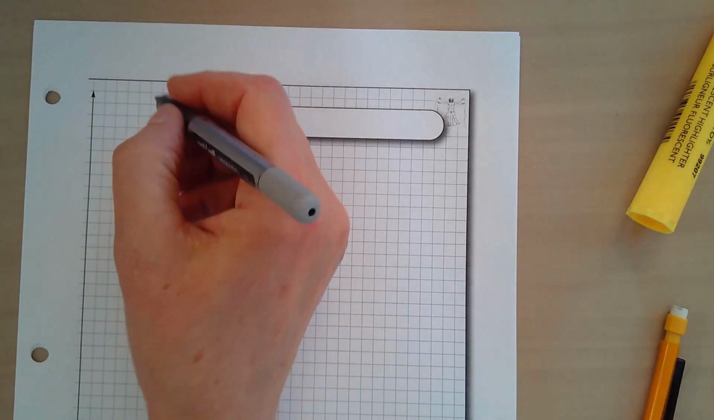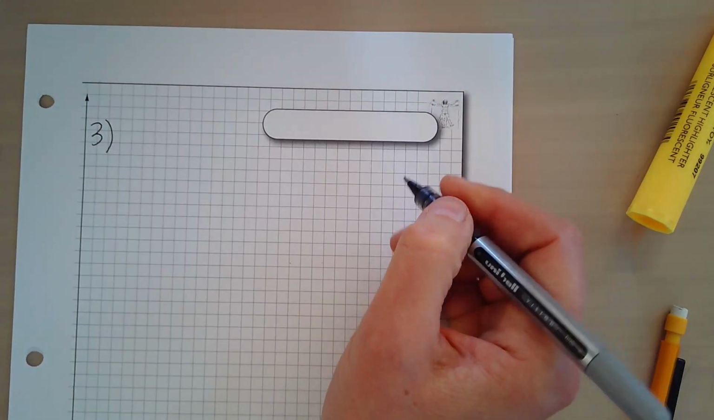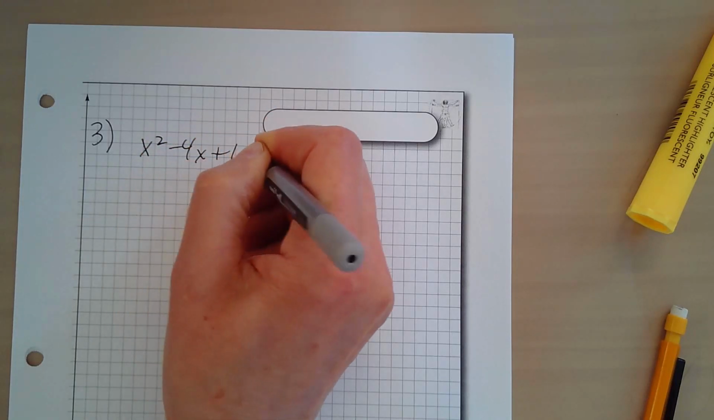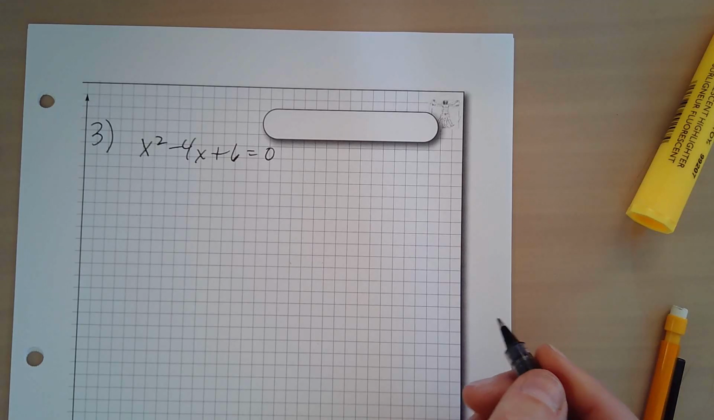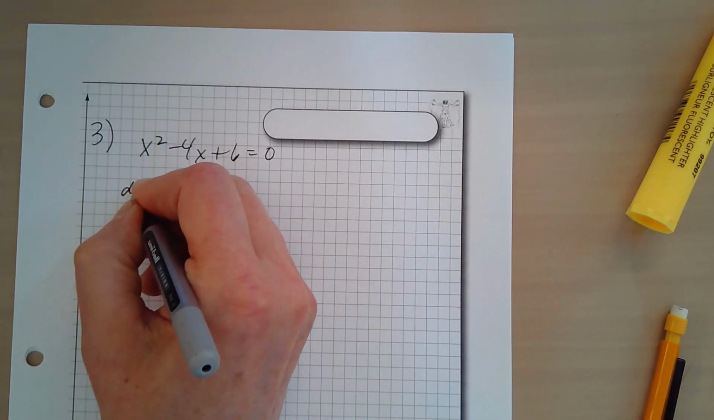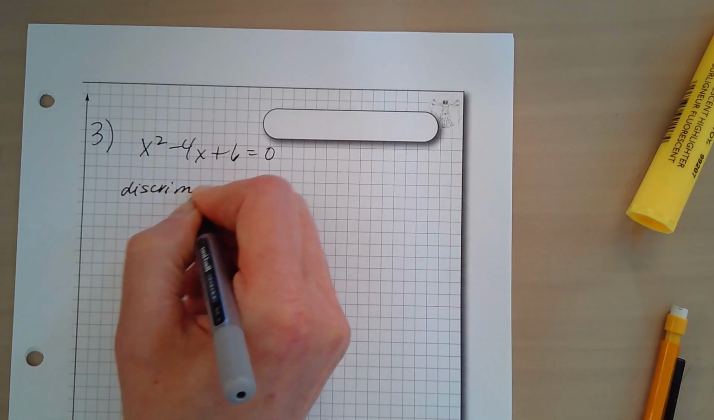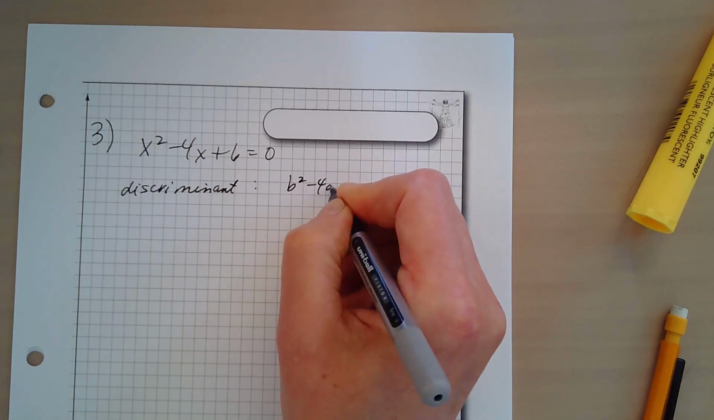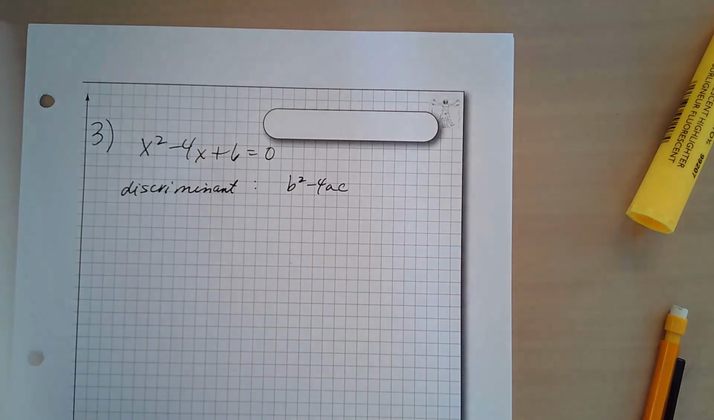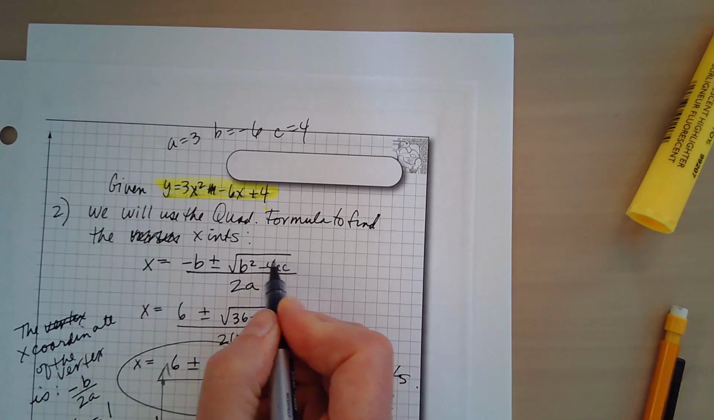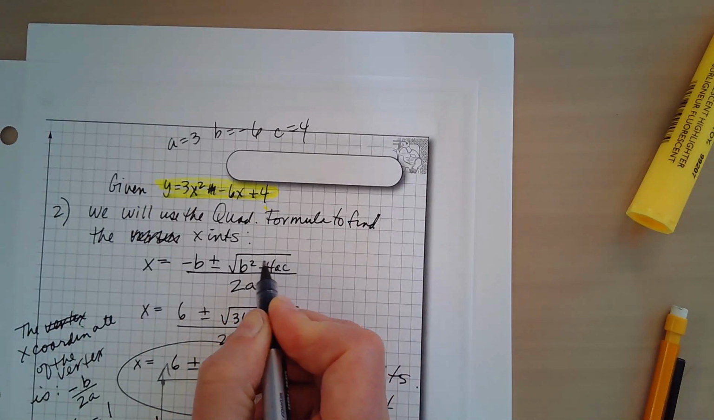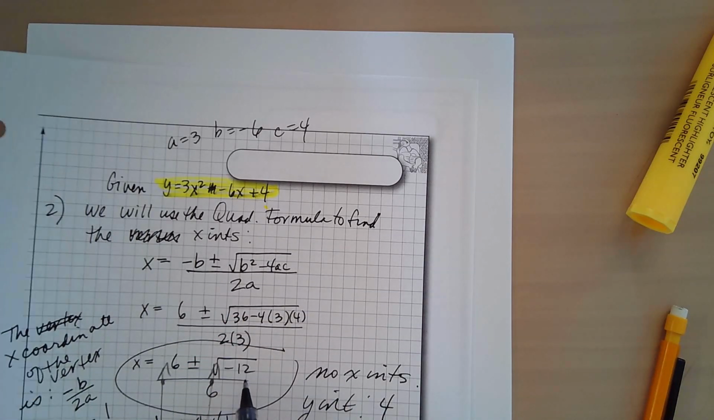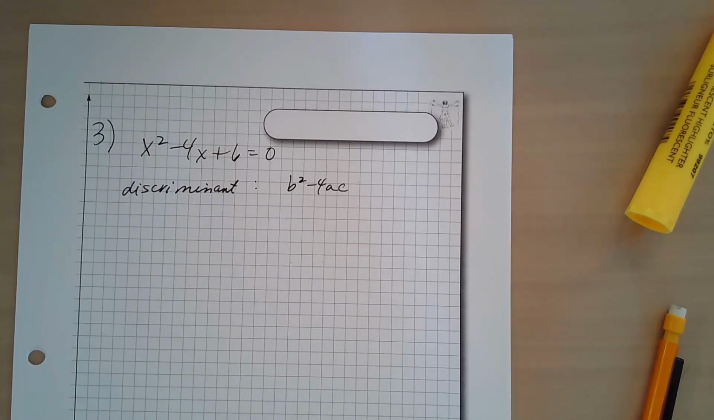Let's go through 3 and 4, or partially anyway. For the quadratic equation x squared minus 4x plus 6 equals 0, find the value of the discriminant. The formula for the discriminant is b squared minus 4ac. It's just that little piece underneath the radical, and some people figure that out first to see if it's negative. And if it's negative, you know there are no x-intercepts.